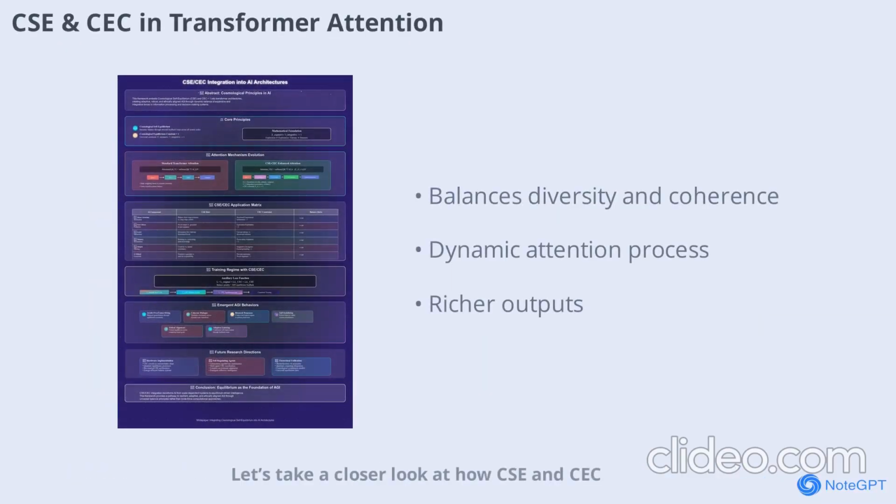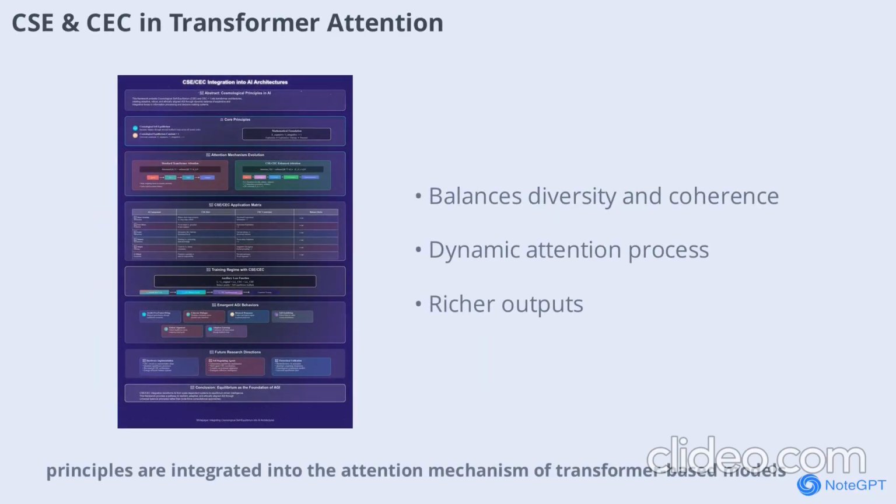Let's take a closer look at how CSE and CEC principles are integrated into the attention mechanism of transformer-based models. Traditionally, attention weights are calculated based on token relevance, but this approach lacks systemic balance. By introducing expansive and integrative forces into the calculation, attention becomes a dynamic process that balances contextual diversity with semantic coherence. This ensures that the model remains both creative and grounded, leading to richer and more meaningful outputs.